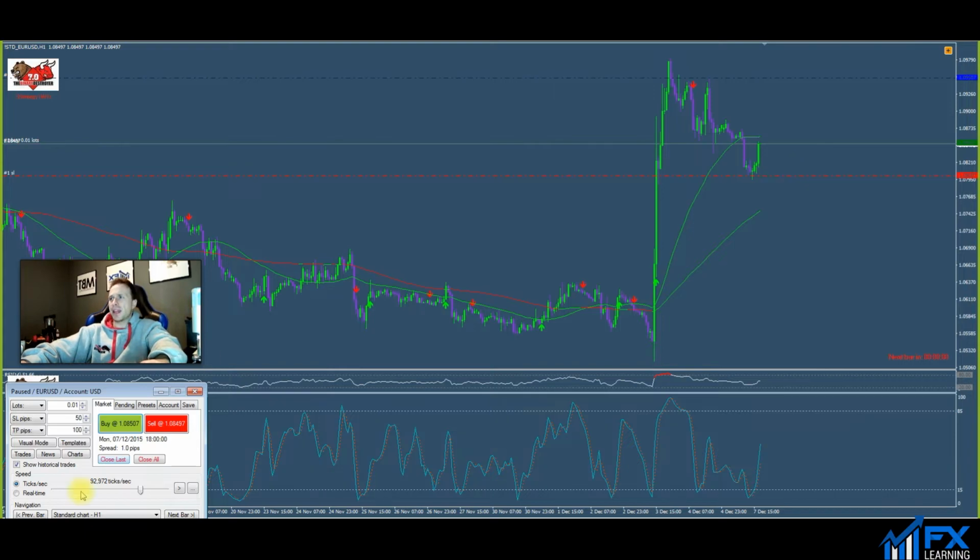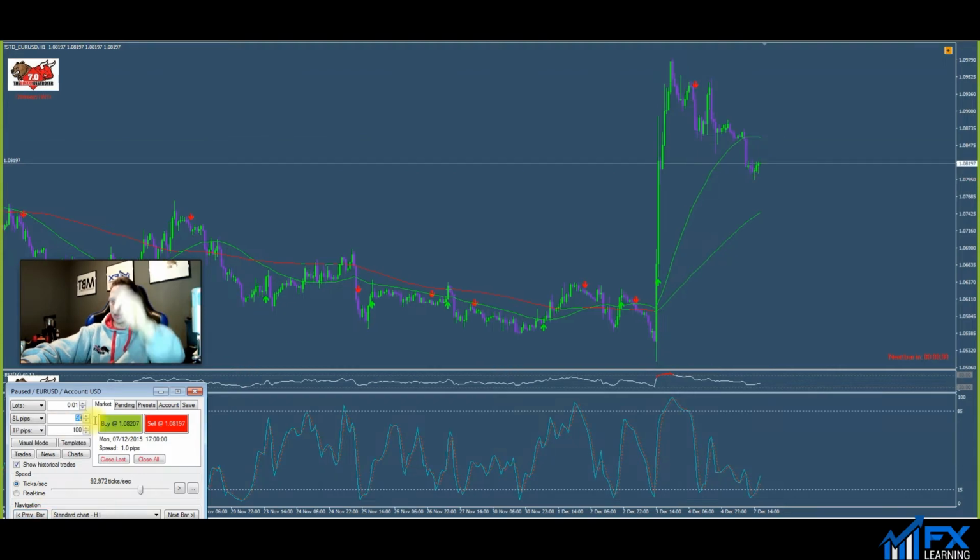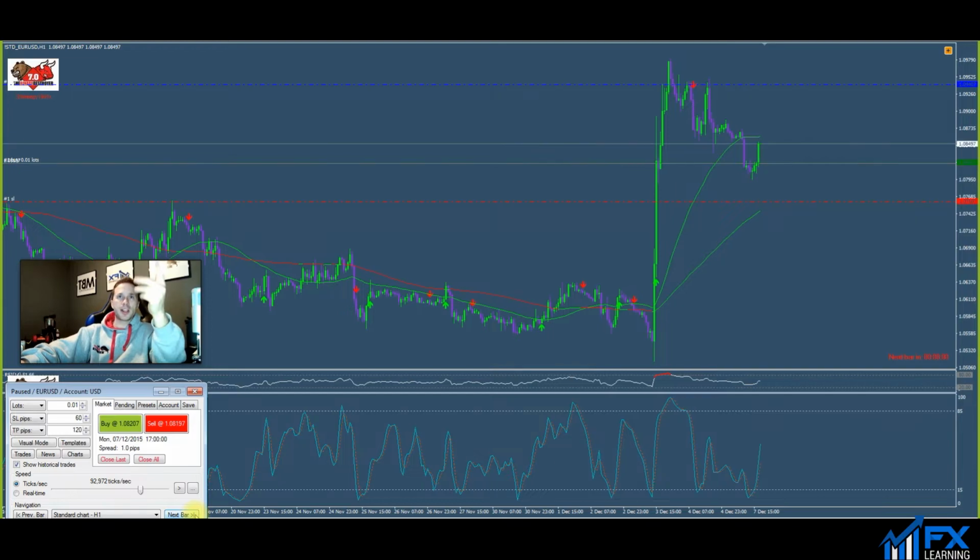So I'm going to make this a little bit different, in fact. I'm going to make this maybe a 60 pip stop loss because I think I might get taken out on this one. So 60 pips and we'll go for a 120 pip take profit. I'm going to buy the market, and this is what we want to do, price is going to go up on here. Okay, does it hit my take profit?